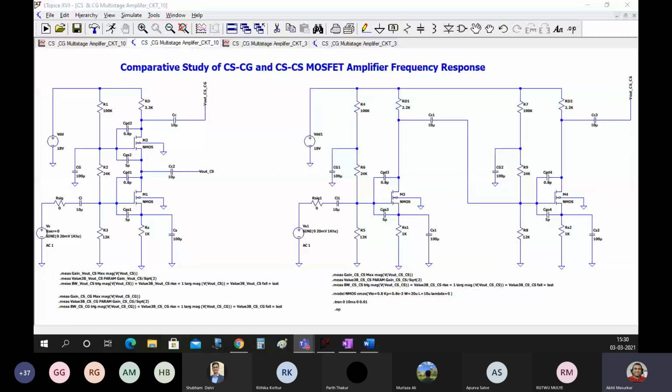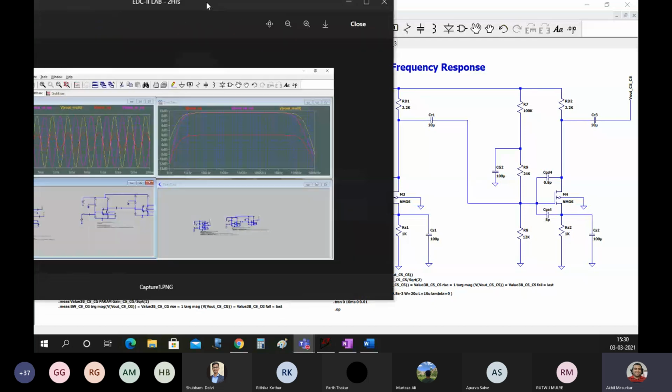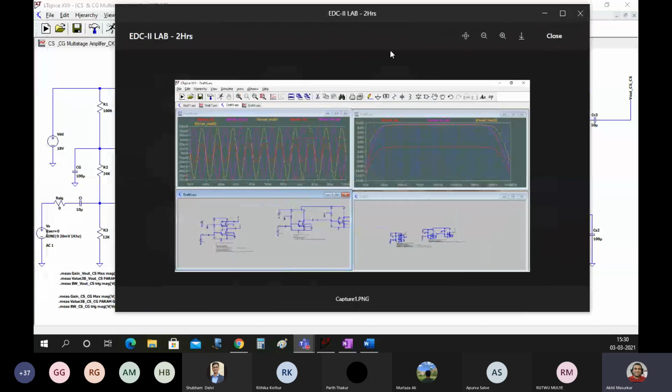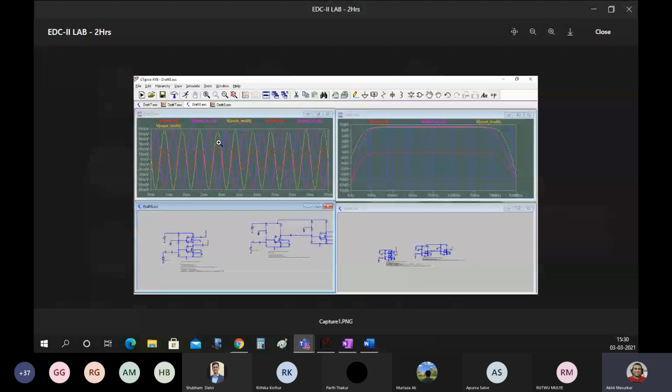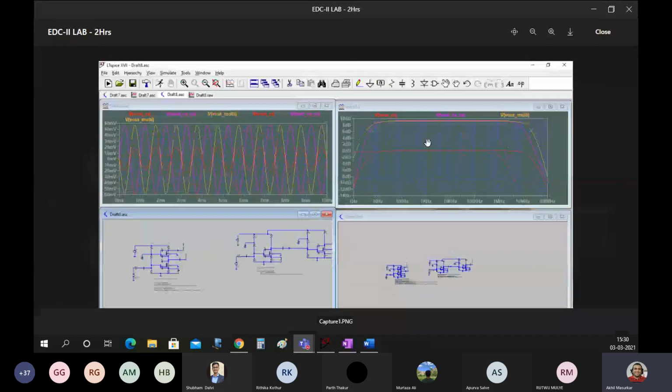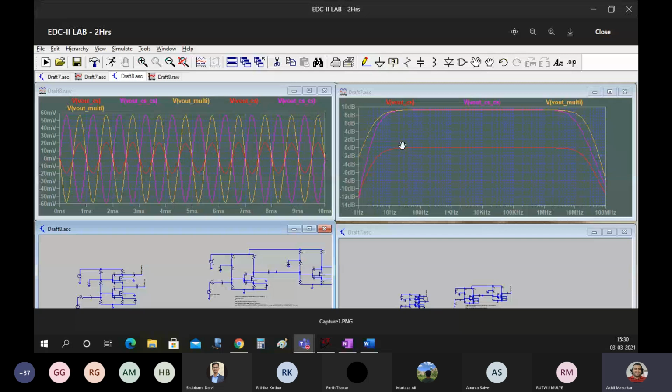Yes. Rutvej, I can see your output. Frequency response is okay. About this one, split this into two parts. So CS we want separate, and CSCG we want separate. Understood? You have got the values correct, but you have just plotted it in a different way. Okay, so two different amplifiers, two different plots. Yes.